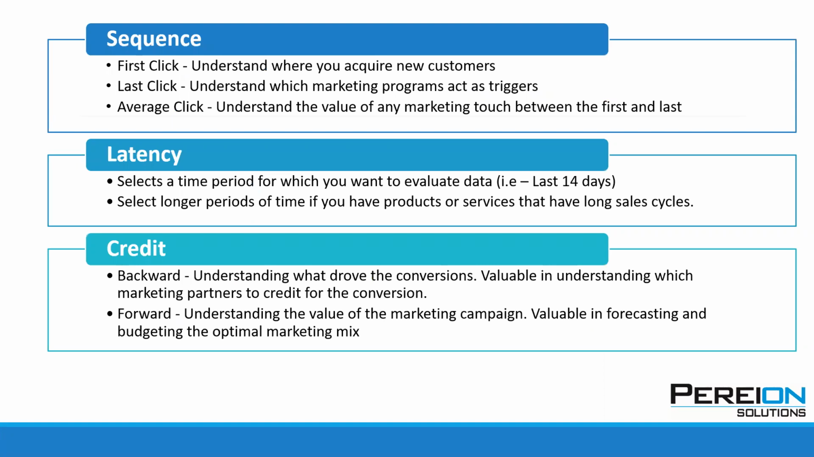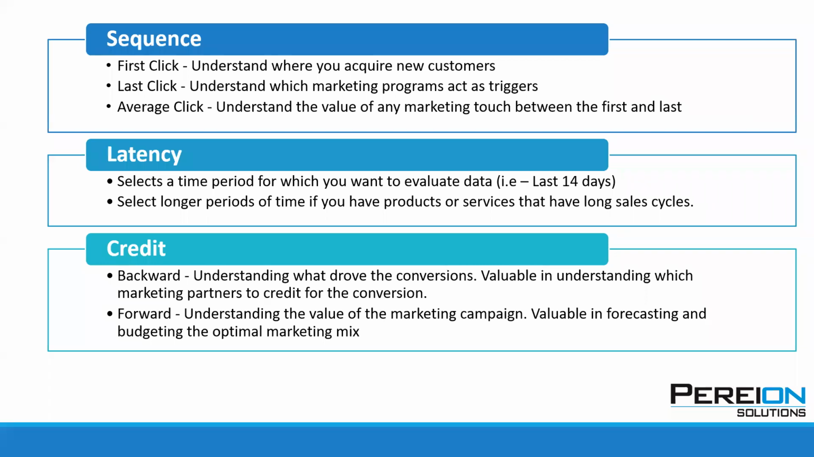So for sequence, use this parameter to determine which touches in the sales cycle you want to credit with value. First click is useful to understand where you acquire new customers. Last click is useful to understand where marketing programs act as triggers. An average click is useful to understand the value of any marketing touch between the first and the last. In regards to latency, this parameter selects the time period for which you want to evaluate data, and you can select longer periods of time if you have products or services that have longer sales cycles.